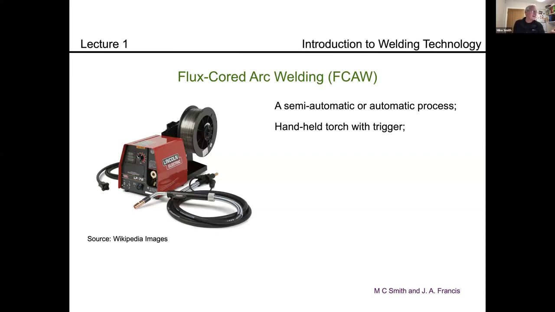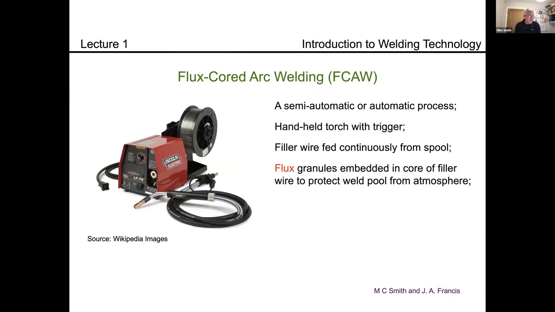It's got a trigger, and that trigger controls the filler wire feed, because what you do is you feed filler wire down the center of that trigger from a spool, so it comes continuously. It's not a stick that gets consumed and then you have to stop. And here we embed the flux granules in the core of the filler wire, so they're fed into the weld pool not from the outside but from the center, where they react with the atmosphere. They float to the surface, react with the atmosphere, and form the protective layer of slag.